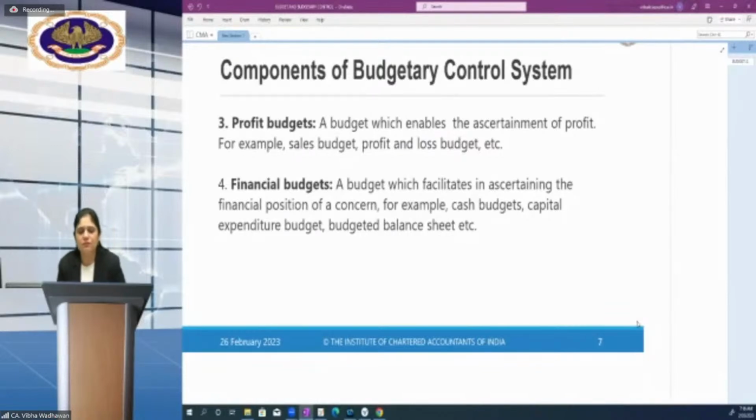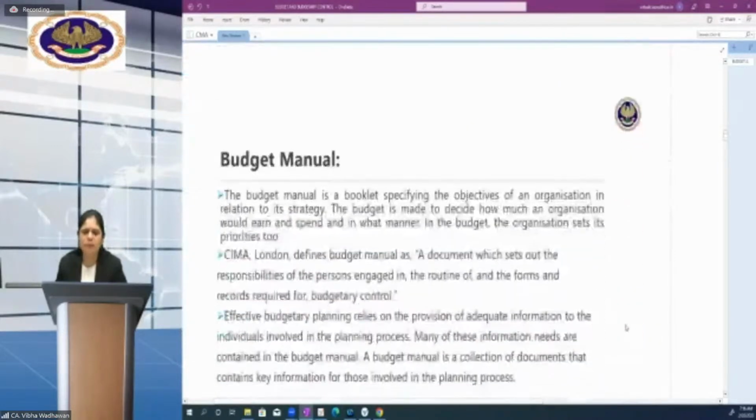Financial budget: a budget which facilitates in ascertaining the financial position of a concern, cash budget, capital expenditure budget, budgeted balance sheet. So we also make a budgeted balance sheet. These are part of the financial budgets, which cater to the financial status or financial performance of the entire organization. So these are the four categories of budget, the domains of budget, under which there are different forms of budget we'll be learning. Budget manual.